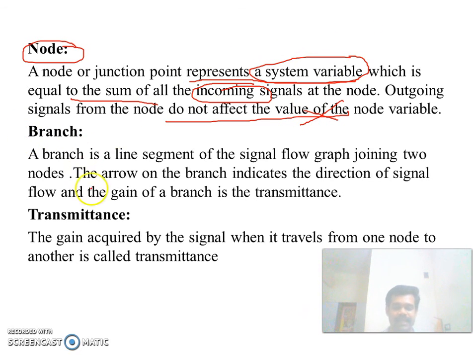Next, branch. If you are having two nodes, branch is nothing but a line segment which connects the two nodes. The arrow in the branch indicates the direction of signal flow. Okay, and the gain in the branch is called transmittance. So if the gain is 2, this is called transmittance. So now we are going to study what is transmittance. The gain occurred by the signal when it travels from one node to another is called transmittance.